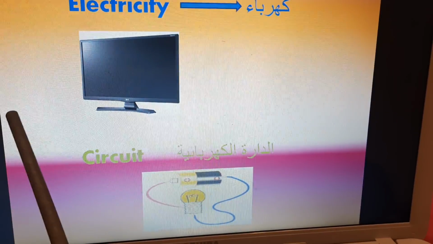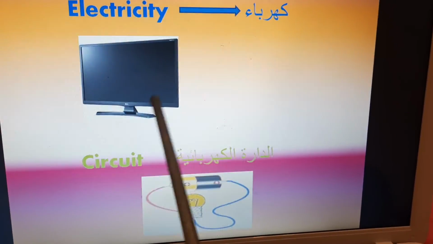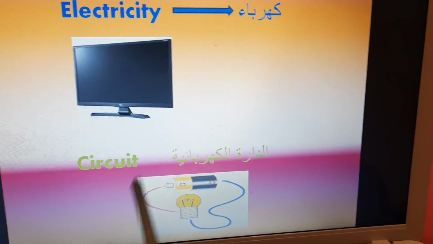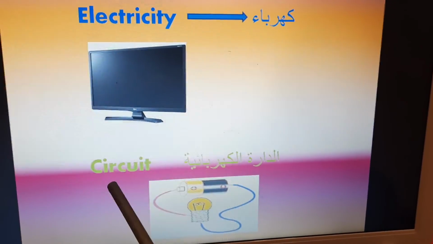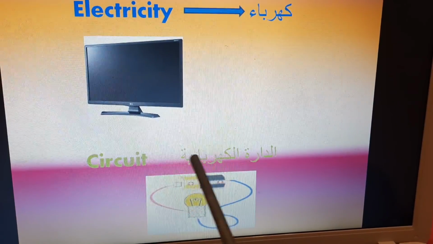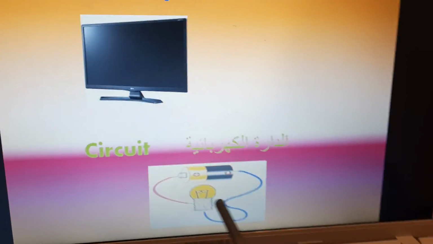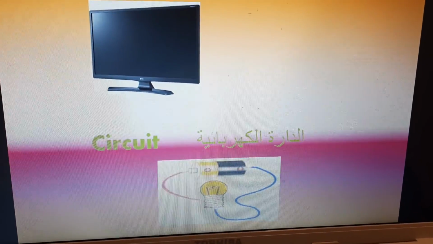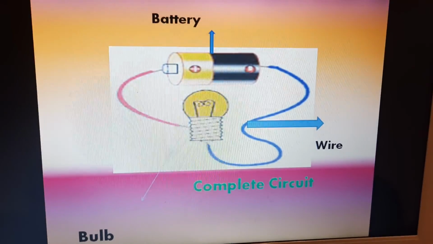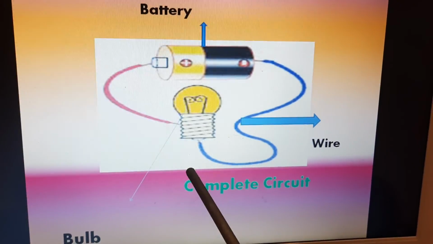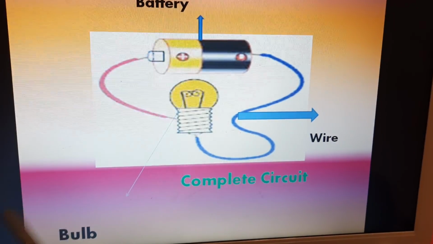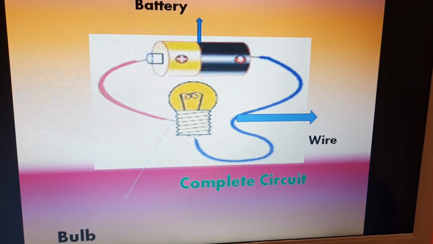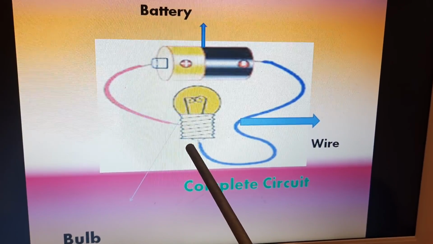يوجد أجهزة تحتاج للكهرباء, such as TV. And we talked about circuit, الدار الكهربائية. Look at here, please. This is a circuit. Now, circuit consists of, من ماذا تتكون circuit, الدار الكهربائية؟ Look at here, please.